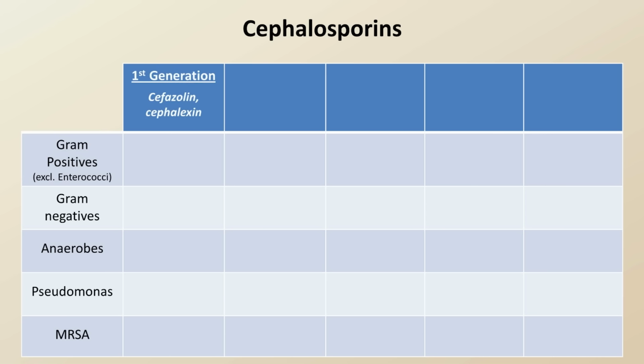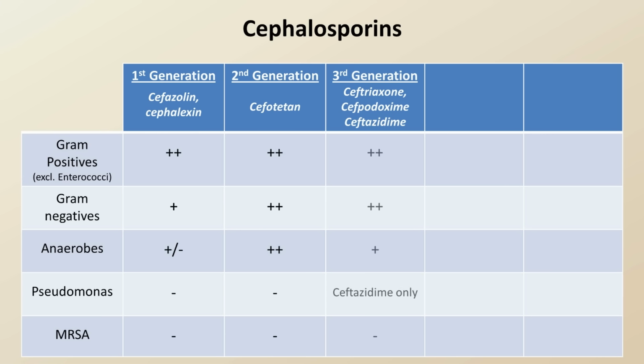First-generation cephalosporins have excellent gram-positive coverage and fair gram-negative coverage. Second generation has decent coverage of gram-positives, gram-negatives, and anaerobes. The third generation covers gram-positives and negatives very well, with a little less anaerobic coverage. Ceftazidime specifically has very good coverage of Pseudomonas. You'll notice that both second and third generation cephalosporins appear to have equally good gram-negative coverage, but probably most people believe that third generation is slightly better.